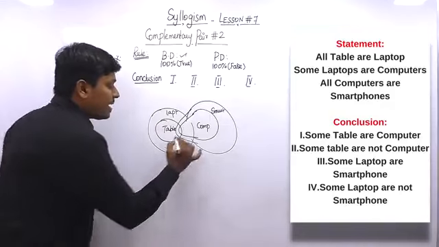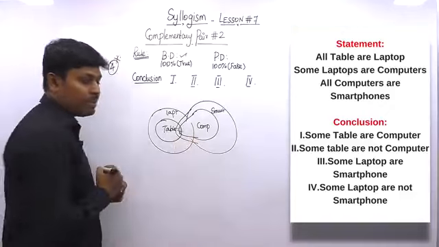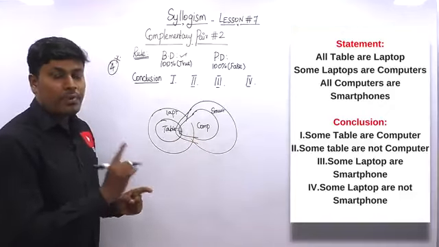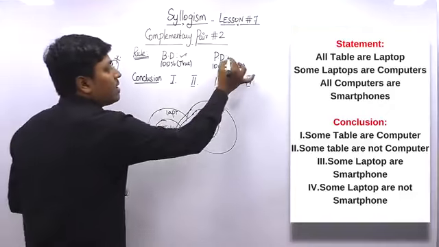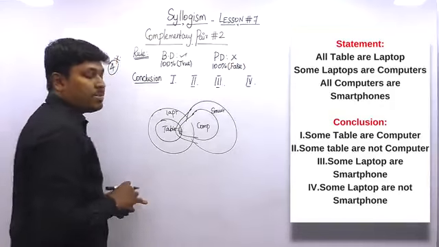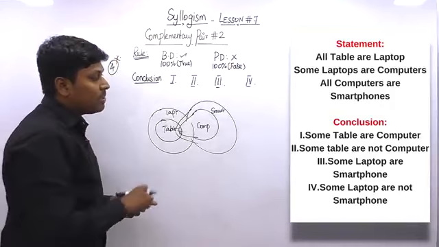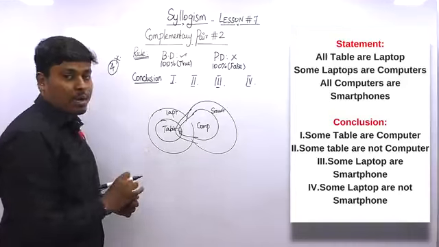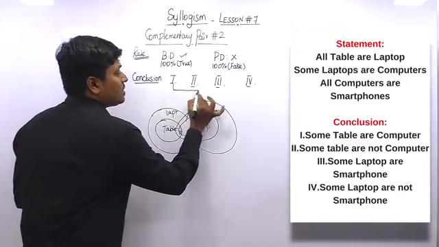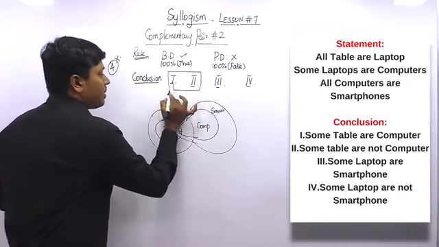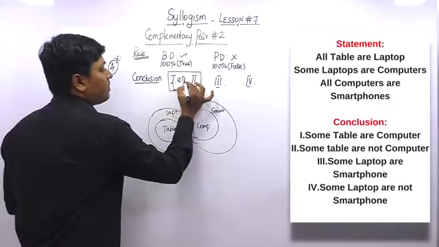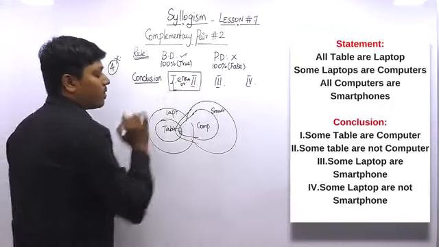When you draw a diagram like this, they are saying some tables are not computers. But in the possible diagram, we are saying some tables are computers. It is 100% false in the possible diagram. So 100% true in basic, 100% false in possible diagram. So we can say that conclusion number 1 and conclusion number 2 satisfy the complementary pair rule. So the answer for the first two conclusions is either or.